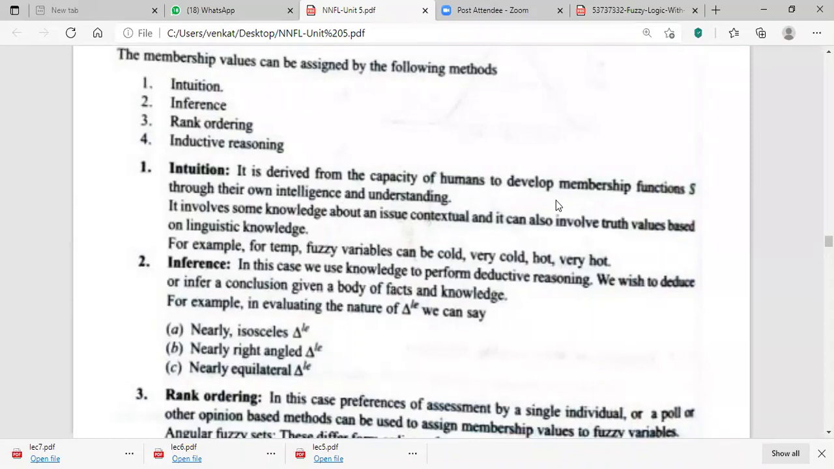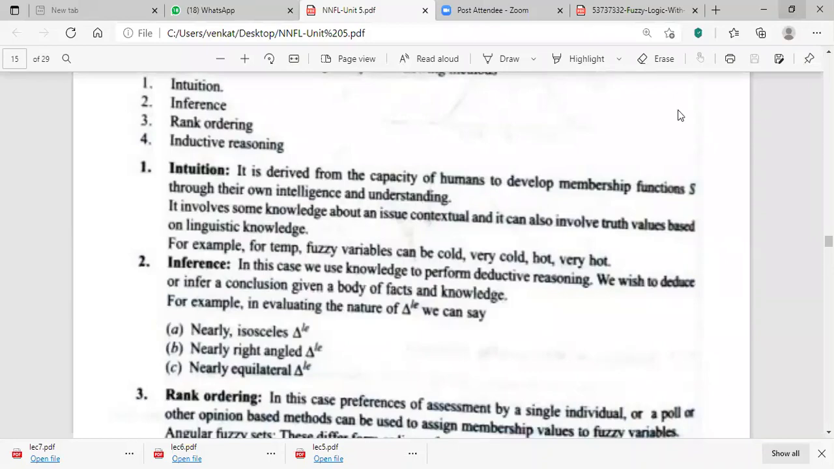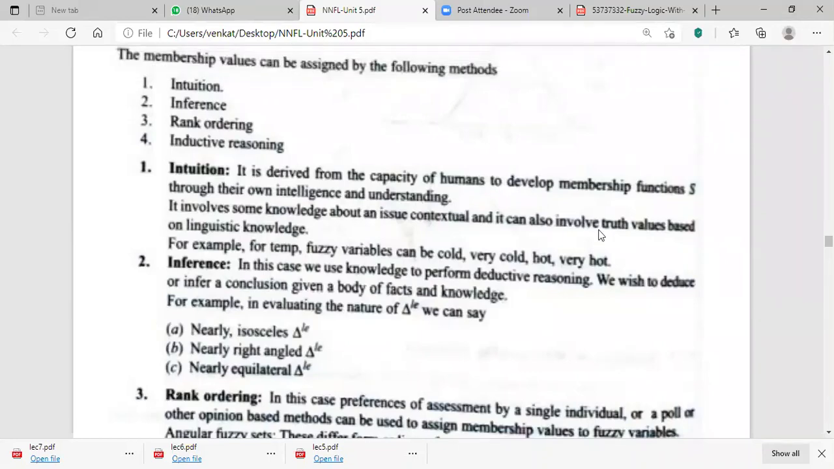It involves some knowledge about the issue which we are considering, and can also involve true values based on linguistic knowledge. Intuition, for example, temperature. Temperature fuzzy variables can be cold, very cold, hot, very hot.